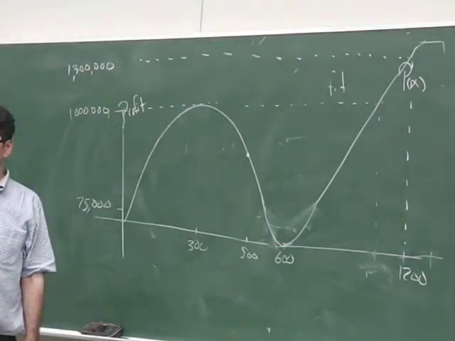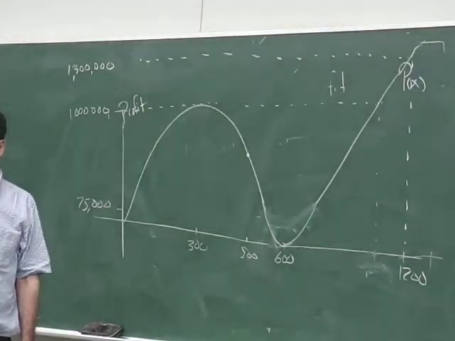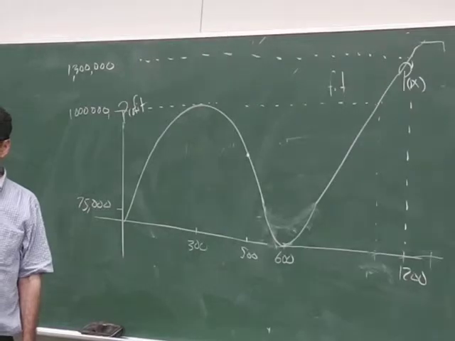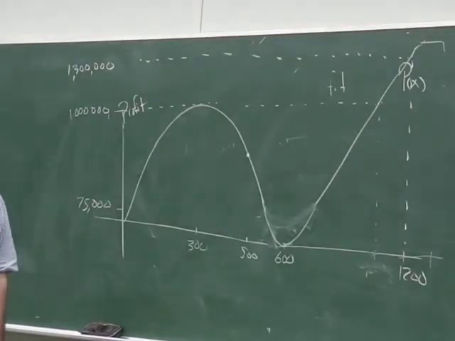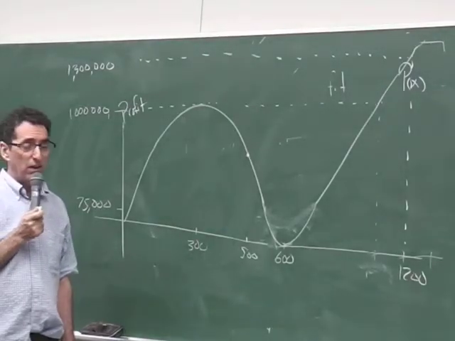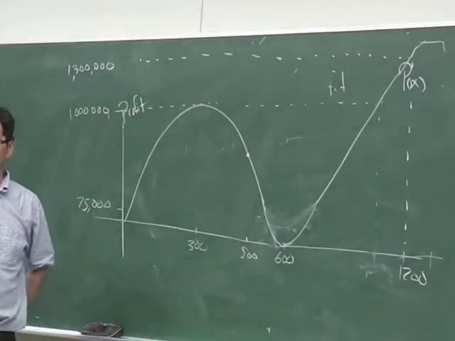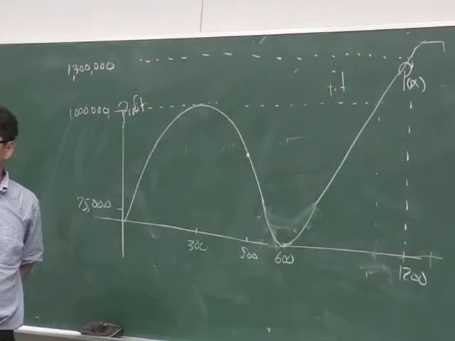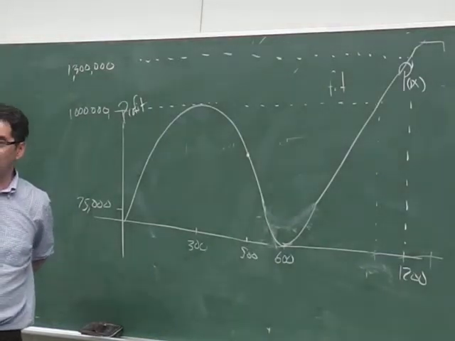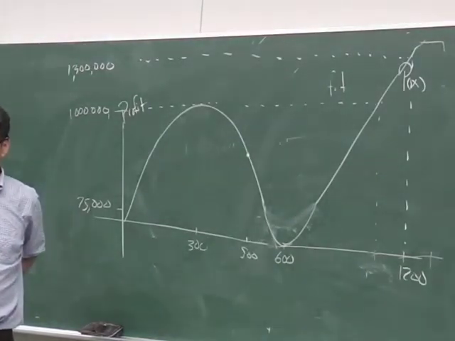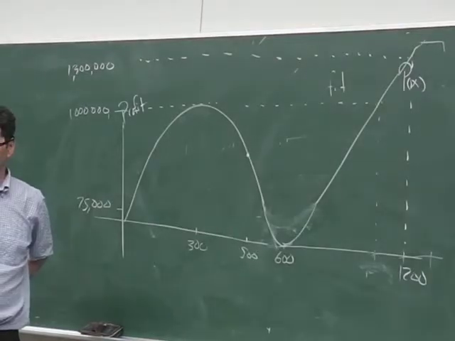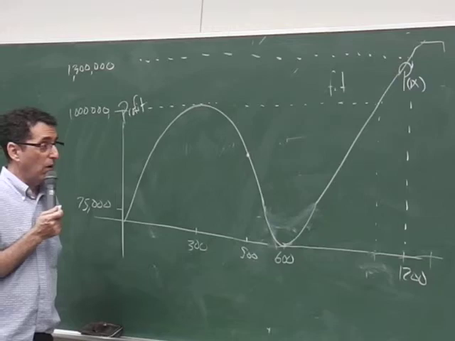Because at that point the vertex is not highest. Higher than what? The maximum profit. Higher than what? Than when it is 300. Oh, okay.